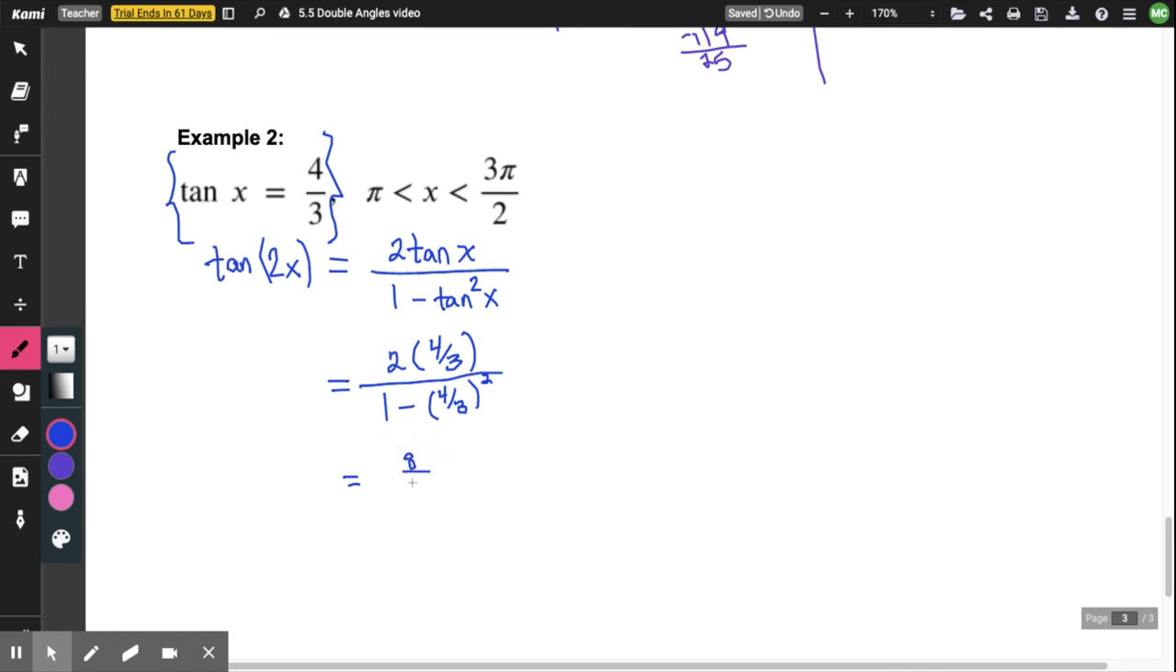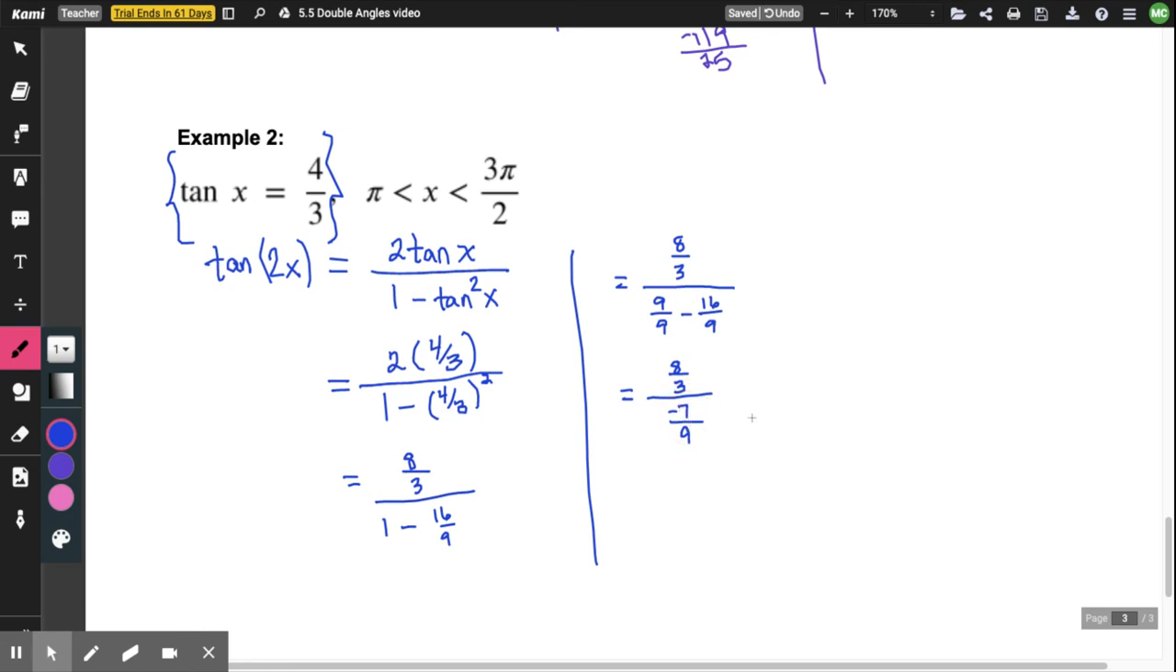So on top, 2 times 4/3 would be 8/3. On the bottom, I would need to square first. So 4/3 squared would give me 16/9. My next step would be to simplify the denominator further. So I've got 8/3 on top still, just recopying it so I don't lose it. In order to do that subtraction, I need to think of that one as 9 over 9. So it has the same denominator as my other fraction in the denominator. Again, just recopying the 8/3 on top there. On the bottom, I've got 9 minus 16, which is negative 7 over 9.